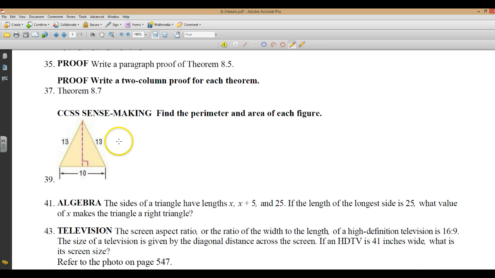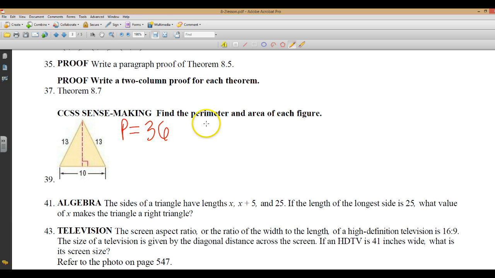For 39, we want to find the perimeter and area of the figure. So the perimeter, we would just add up the three sides, 13 plus 13 plus 10 would be 36.